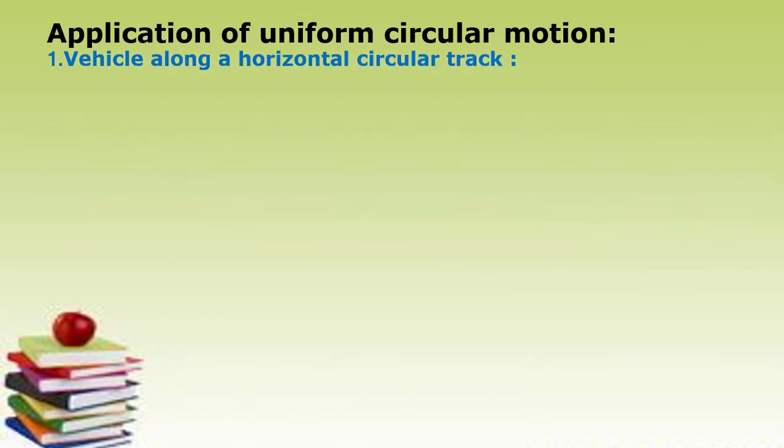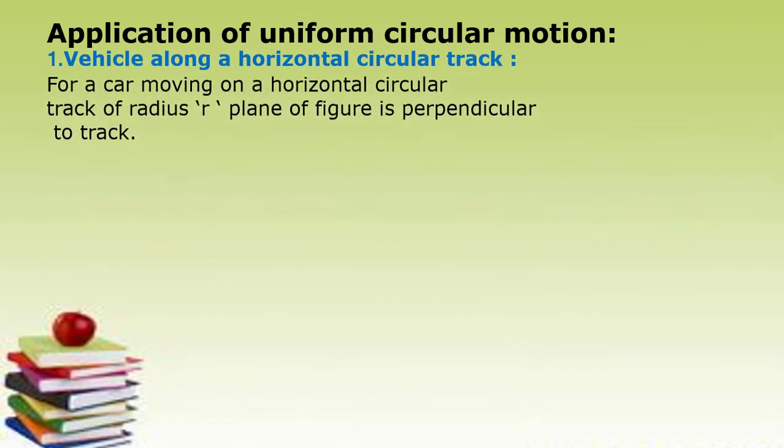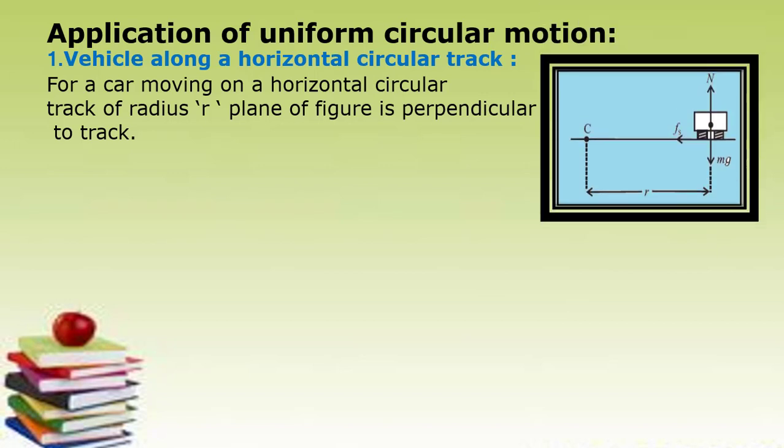Applications of uniform circular motion. First is vehicles along a horizontal circular track. Consider a car moving on a horizontal circular track of radius r, with the plane of the figure perpendicular to the track. Here you can see the diagram. The car is there, weight is in the downward direction and normal is in the upward direction. Here the friction force is there and the distance is r.